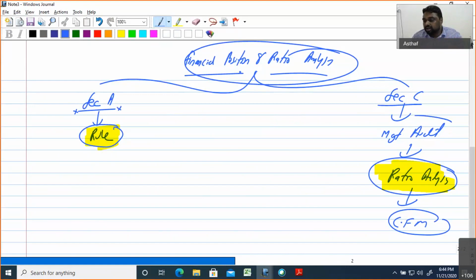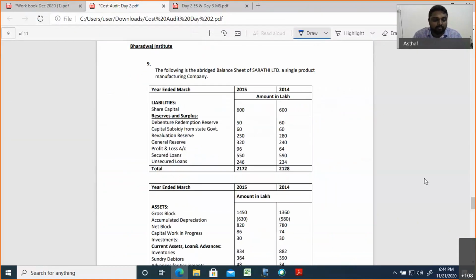If the question doesn't ask anything, then it is a part of management audit, which is purely ratio analysis question. That is our intermediate CFO. So we will discuss all the different models so that you can get clarity of that. So we will start this up.